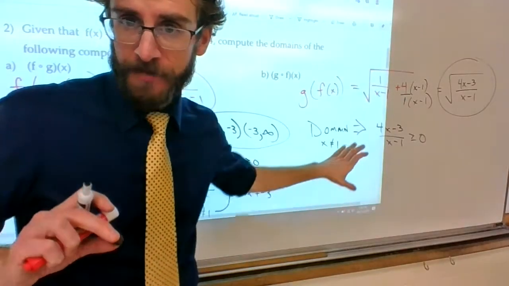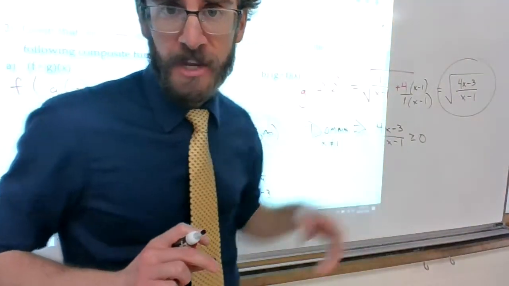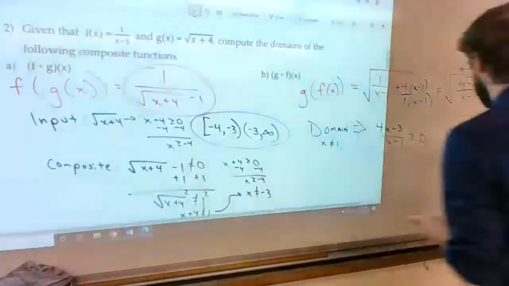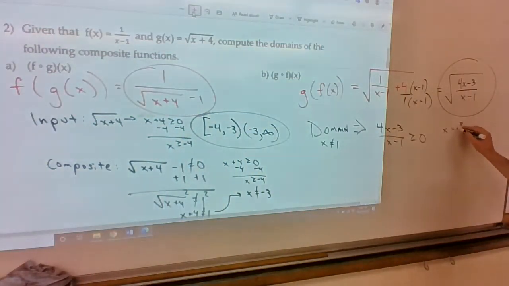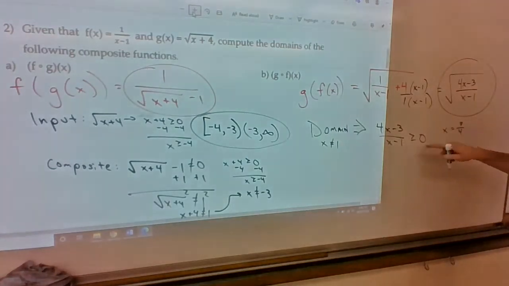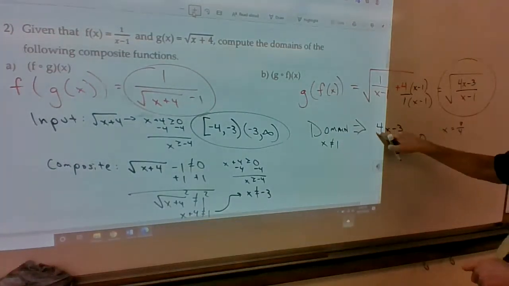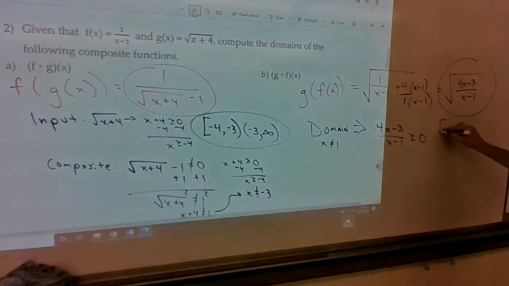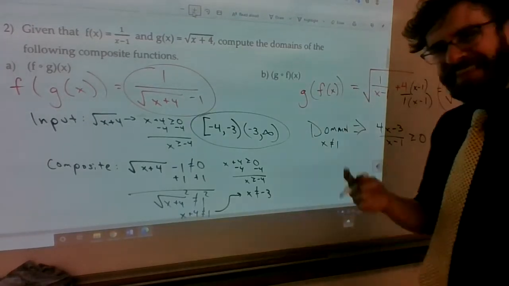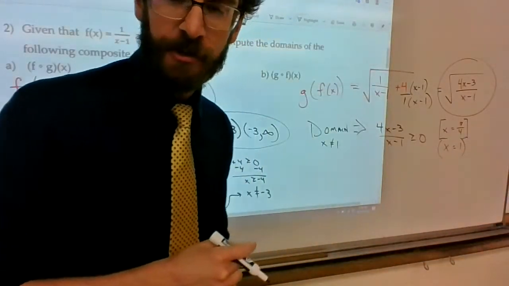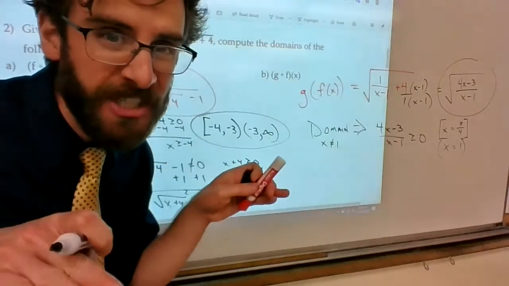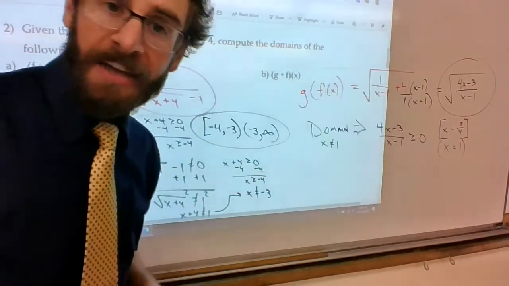So here's what we do. You set the top equal to 0, you find the first critical number. It ends up being 3 over 4. And it's bracketed because it's the 0 up top and we have an equal to. If you set the bottom equal to 0, you get x equals 1 as your other critical number. They get parentheses because you can't divide by 0. The parenthesis means don't include.